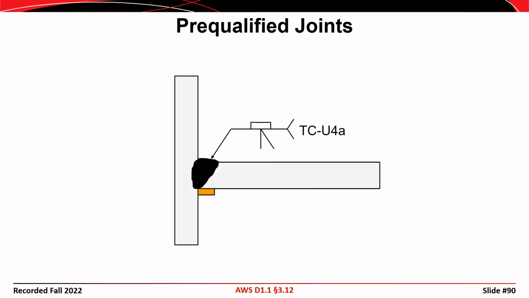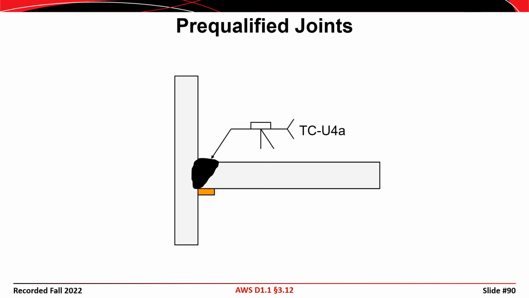So this is an example of how you would specify, as the engineer of record, a groove weld between, say, a beam flange and a column flange. So this would be a T-joint, and it represents a single bevel weld with backing.